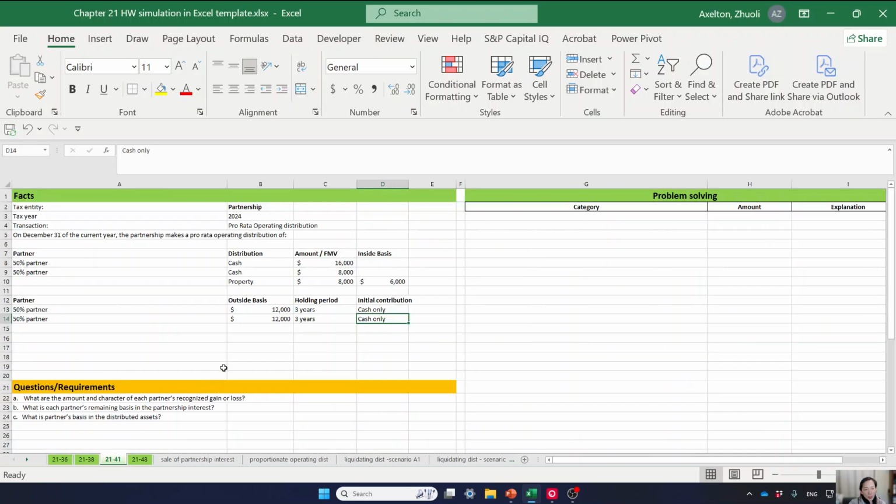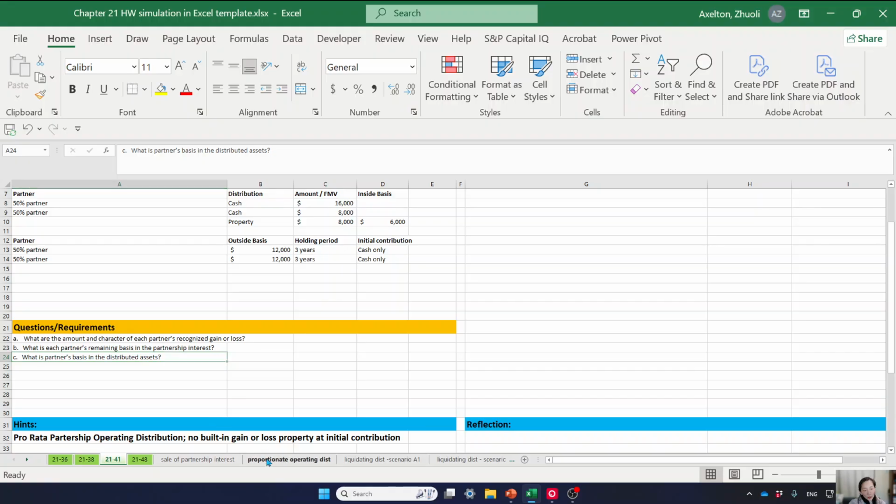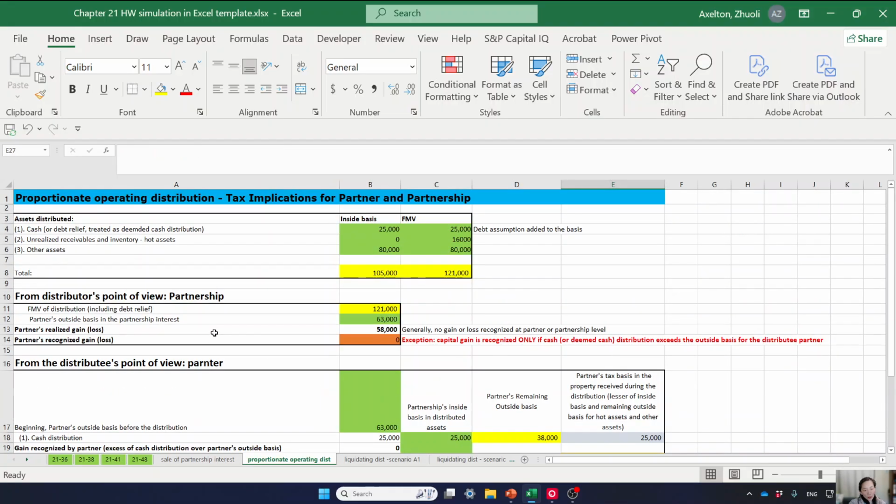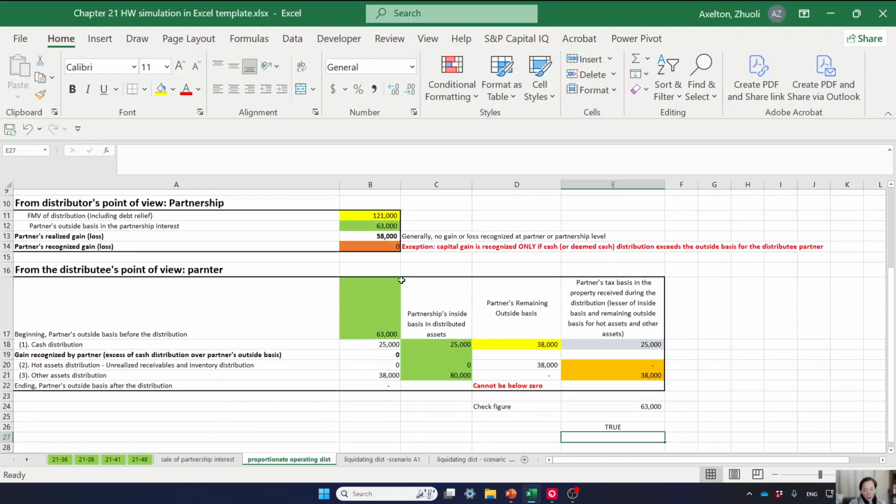Problem 41 is a simple pro rata operating distribution calculation. Again, the requirements will focus on the partner's recognized gain or loss, as well as the partner's remaining basis in the partnership interest, in other words their outside basis, and the partner's basis in the distributed assets received during the distribution. This will be similar to the proportional operating distribution, so you can take a look and plug in some numbers and see.